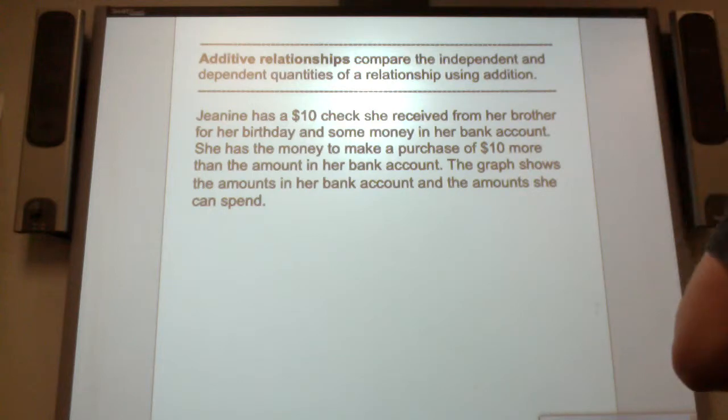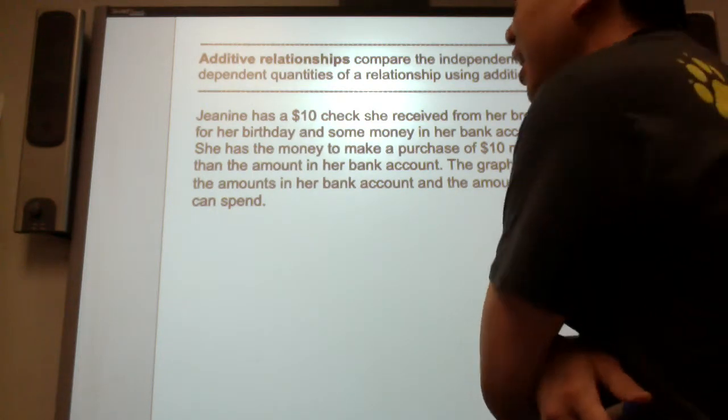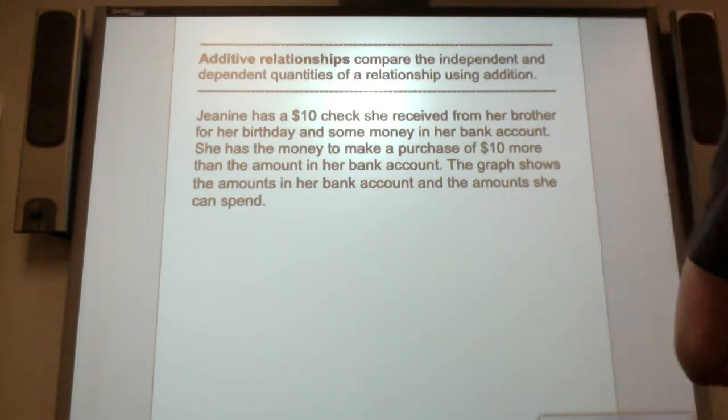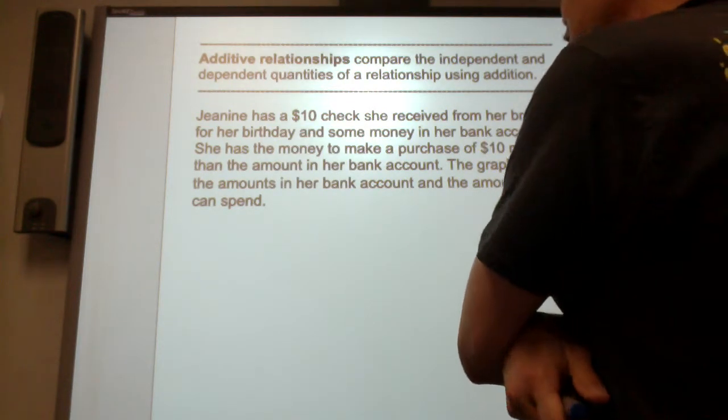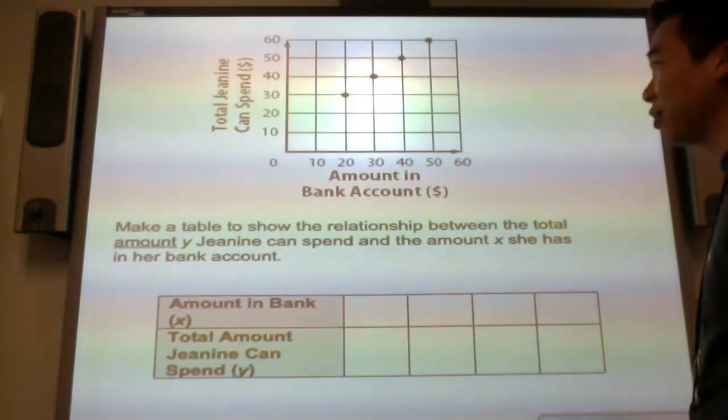She has the money. Wait, just $10 for her birthday? That's a cheap brother. She has the money to make a purchase of $10 more than the amount in her bank account. The graph shows the amount in her bank account and the amount she can spend. So let's look at a graph.